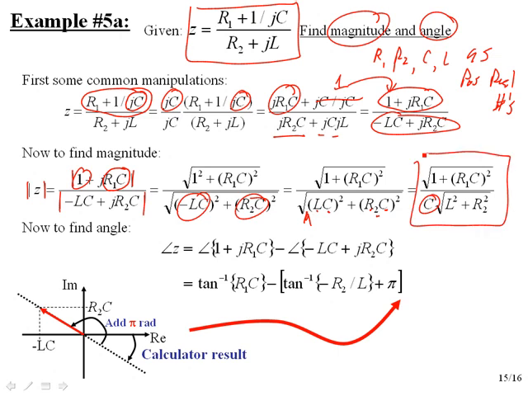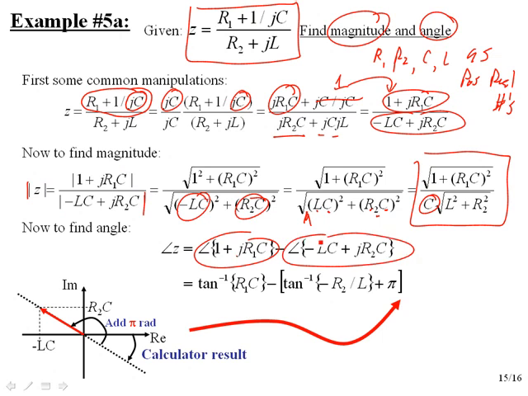So we now have a form here for the magnitude, and now all we have to do is find the angle. The angle is the angle of the top minus the angle of the bottom. Now we're going to do our inverse tangent. Here our real part is definitely real and positive, so we can write it like that: r1 over c, or r1c over 1, minus the inverse tangent of this ratio.